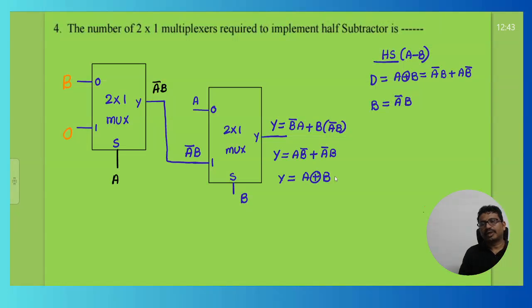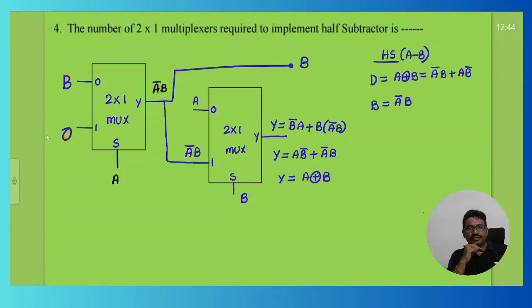Now we require the borrow. And the borrow, we have got this borrow here only, it is available now. We can directly take the borrow here. And the difference. So here how many muxes are required? You tell me now here. Only 2 muxes will do the work. Only 2 muxes are enough.